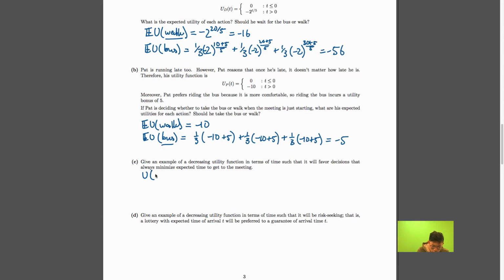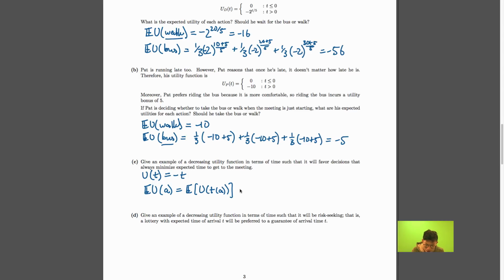Let's choose the simplest linear decreasing function of time, which is just u of t is -t. Under this utility function, the expected utility of any action is just the expectation of the utility of taking that action, where the randomness is the variable amounts of time it will take for the action to get us to the meeting. So I will be explicit and write this as t of a, the amount of time it will take for us to get to the meeting, as a function of the action.